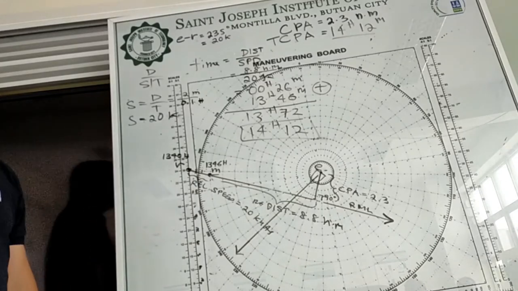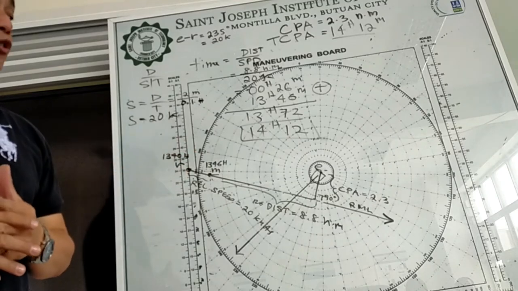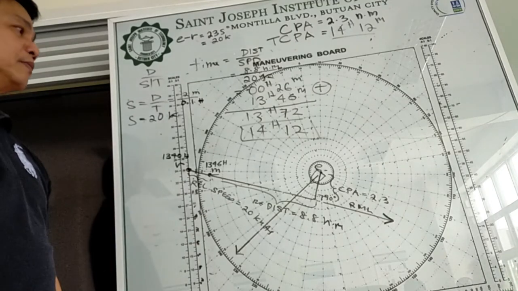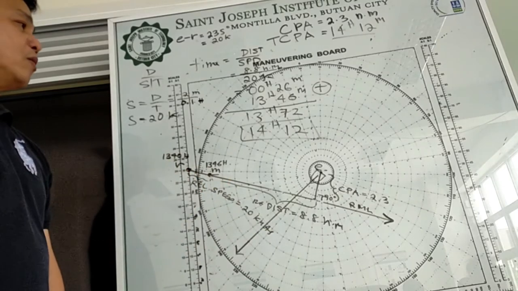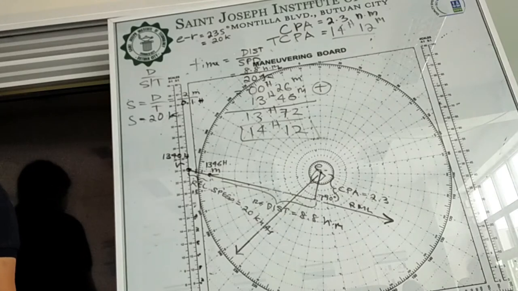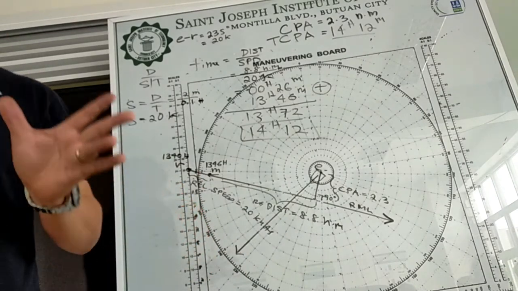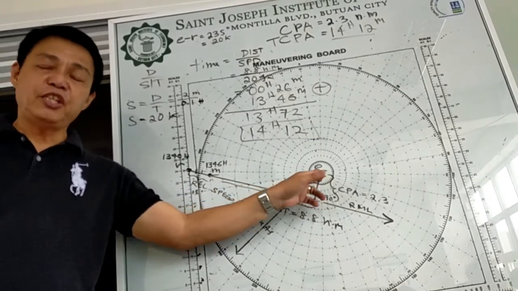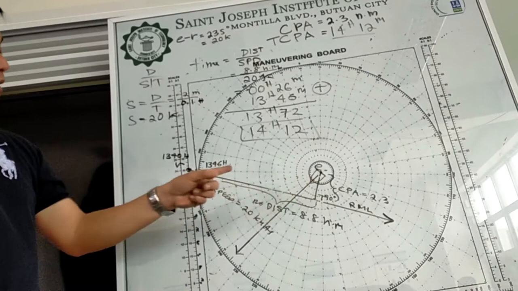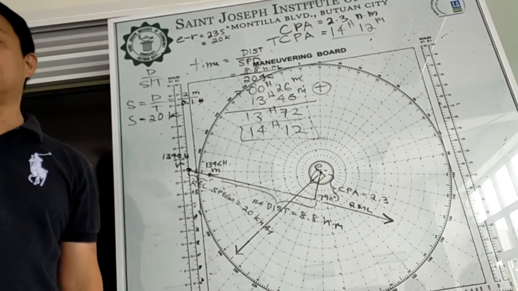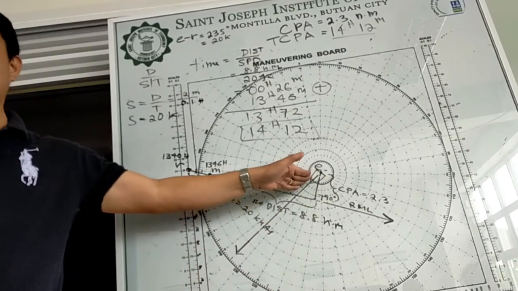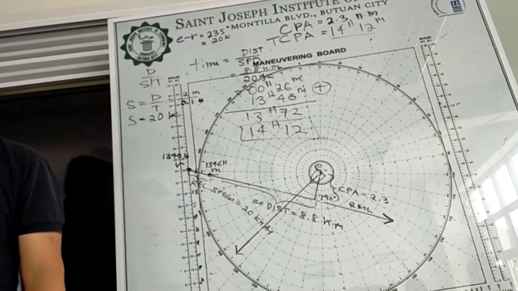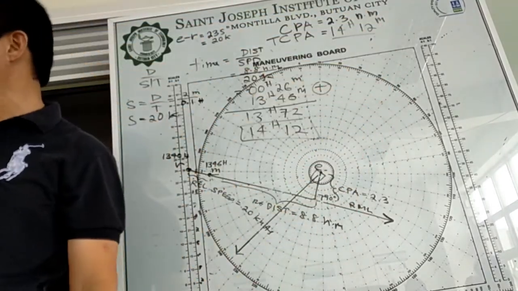Now, after this one, we will use the company policy and apply the rules of the road. What is this? This is what we call a crossing situation. Rule 15. Our own vessel here is the give-way vessel, and the target is the stand-on vessel. We will be the one to alter our course to starboard, passing her astern, so that you can achieve a minimum 3 mile CPA.